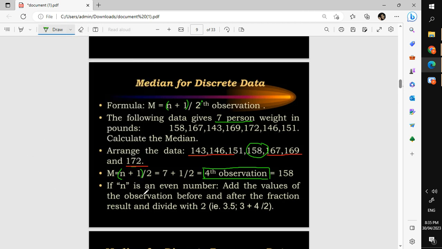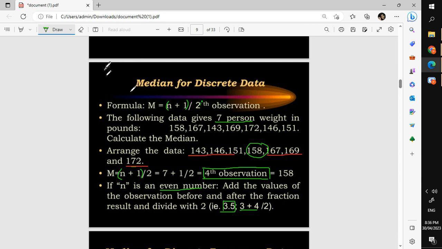Okay, take note if n is an even number, add the values of the observation before and after the fraction result and divide by 2. So, for example, you have there 3 plus 4 are your middlemost values, your two middlemost values. You add them, you divide by 2, 3.5 will be your median. So, basically, kung ang number of observation nimo is odd, pasabot, bungkig, imo lang siyang i-arrange in ascending order o niya ang naa sa tunga will be its median.